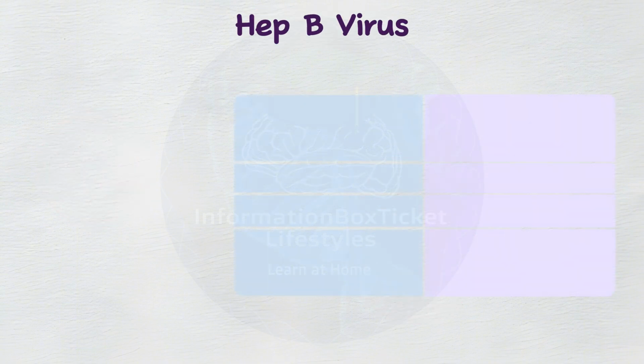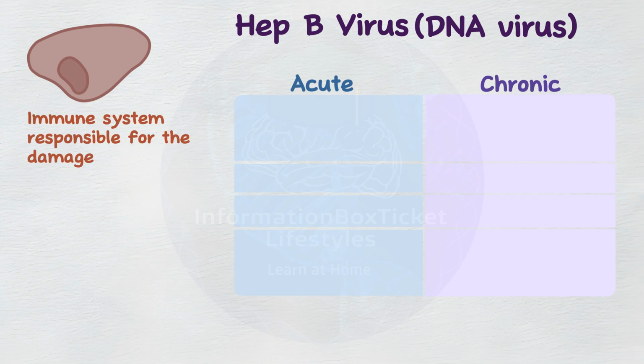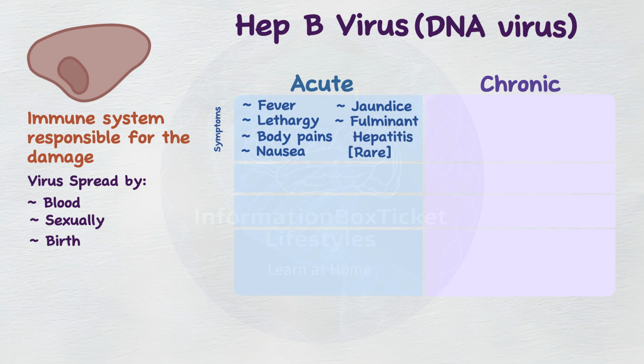All right, to quickly review, the DNA hepatitis B virus infects liver cells to produce acute or chronic hepatitis. The immune system is responsible for the damage. The virus can be spread by blood, sexual contact, or birth. Fever, lethargy, pains in the body, and nausea are the first signs of acute hepatitis. Jaundice follows. Severe fulminant hepatitis is an uncommon side effect. Though less severe, chronic hepatitis raises the risk of hepatocellular cancer and presents with comparable symptoms.